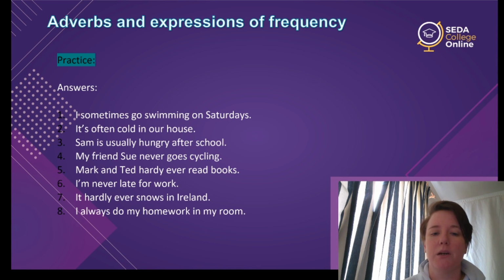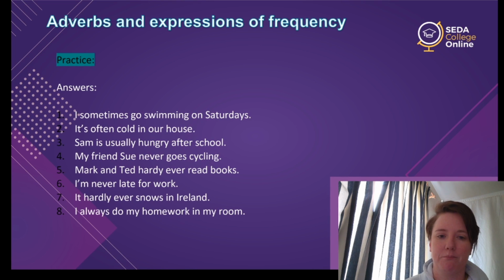I always do my homework in my room. Okay, I always do. Do is the verb and it comes after always. Okay?